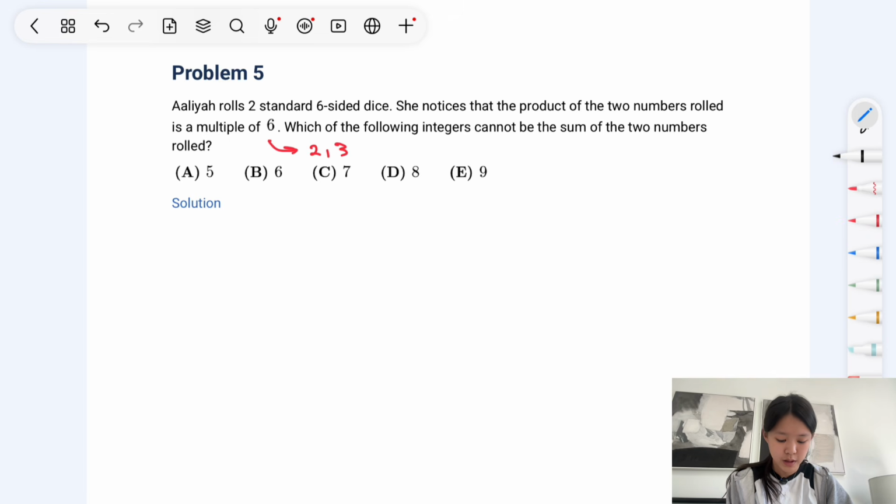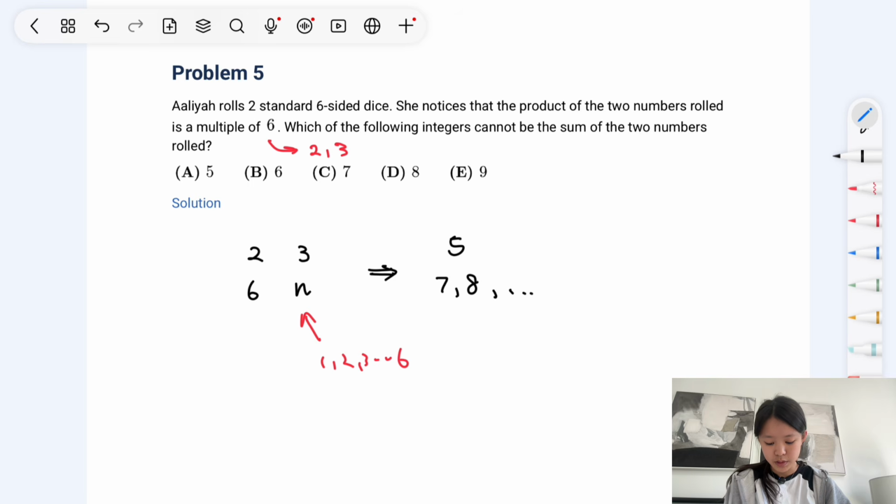So we can write out that the possible combinations to form this product would be 2, 3, and 6 plus any number n, which would be from 1 to 6, right? 1, 2, 3, all the way to 6 could be a possible number for that combination. And so the sum of 2 and 3 is 5, and the sum of 6 plus this random number n, we know would range from 7, 8, all the way to 12, since 12 is 6 plus 6, right?